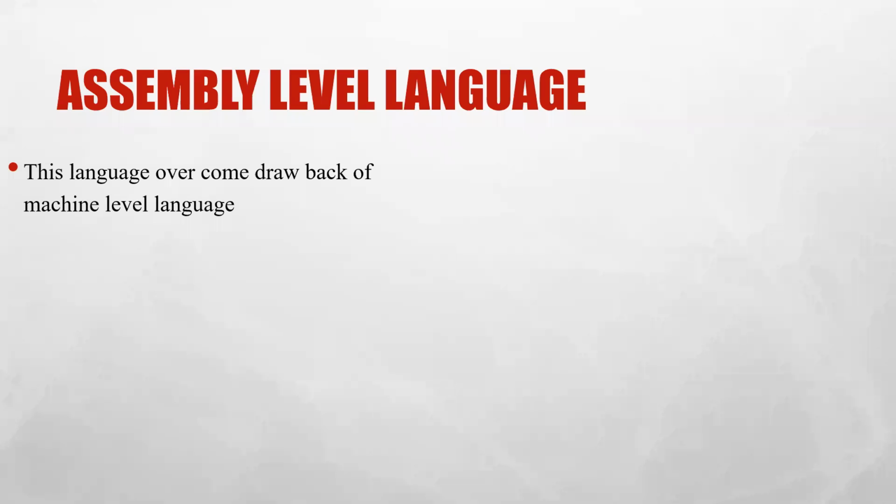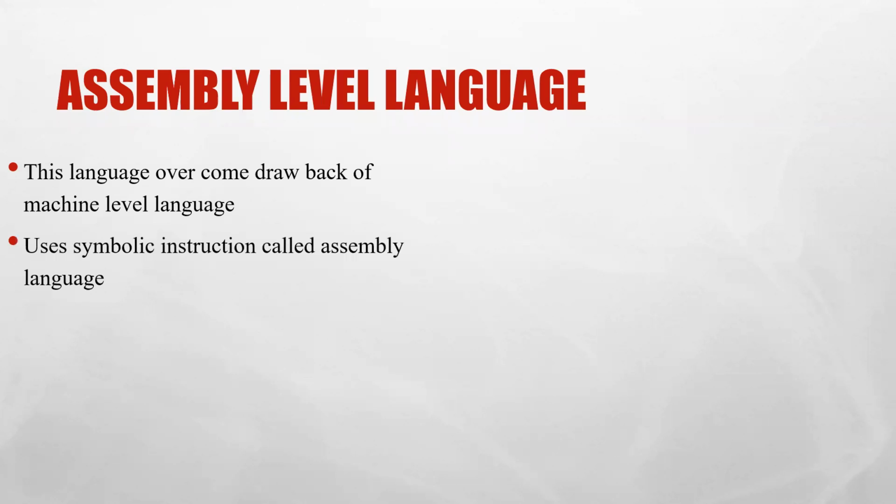Next, it is machine dependent code. Here all the codes cannot be memorized. That is a drawback of machine level code. Here they came up with one more concept called assembly level coding, which eradicated the drawback of machine level code. It uses symbolic instructions called assembly language. For example, if you need to add two numbers, it gives a code called add. Multiply means mult, delete means del, to load means load.